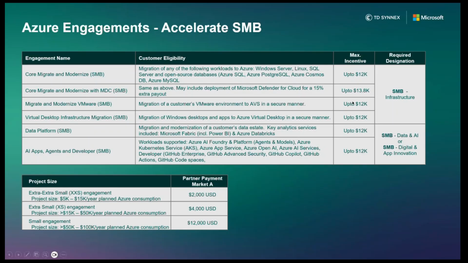So these amounts here of up to $12,000, they're based on project sizes. So below are the project sizes. An extra small would earn you $2,000. And that would be a brand new project, an Azure consumption, where the total consumption at the end of the year would be anywhere from 5K to 15K US. For a small, it would be anywhere from 15K to 50K, and you would earn $4,000. And the medium engagement is anything greater than 50K up to 100K, and you would earn $12,000.